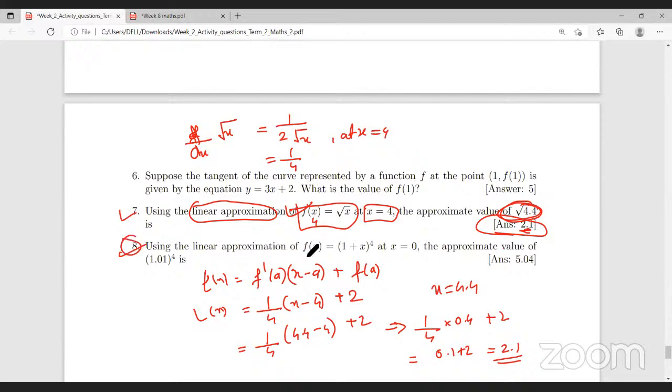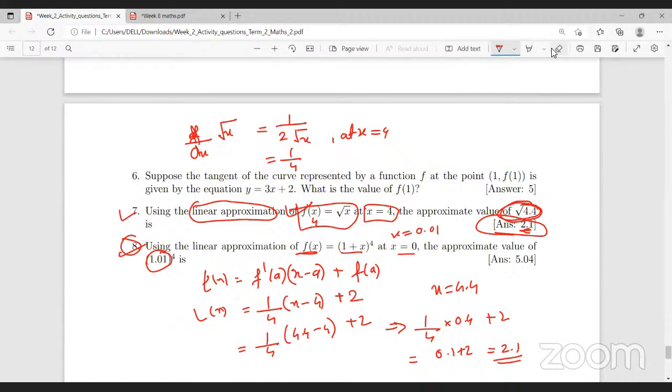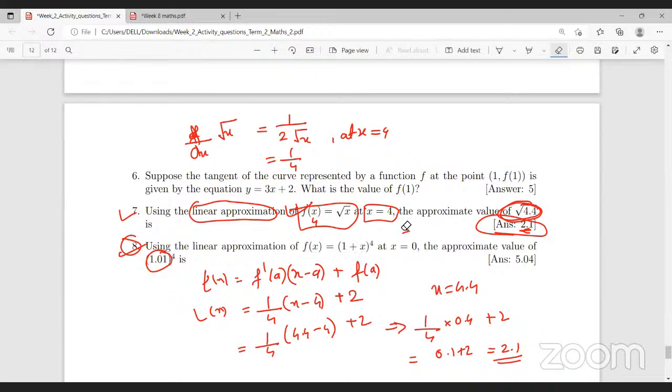Same thing is for question number 8. This function has been changed. Put a equals to 0 and find the value at x equals to 1.01 to the power 4. So here we have to find out the value. What do I have to put for x? Anyone solve this question? Question 8. x equals to 0.01. No, we have to find x equals to 1.